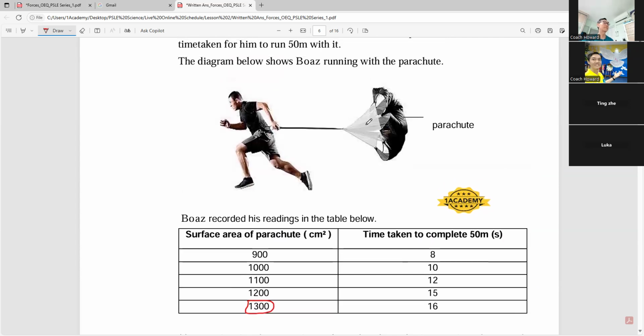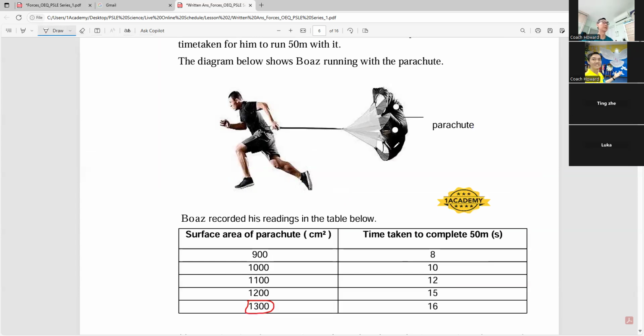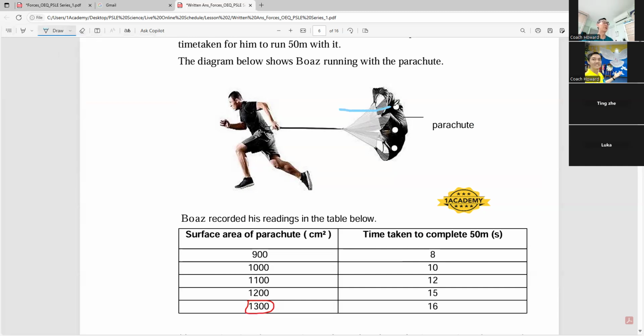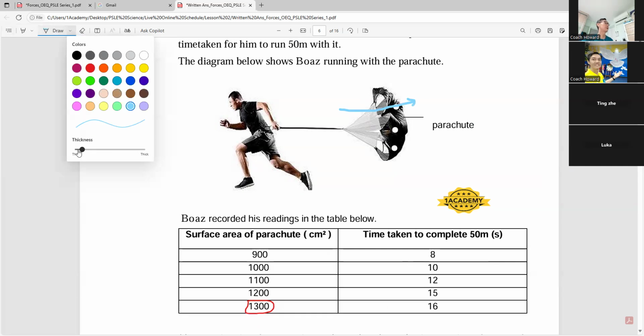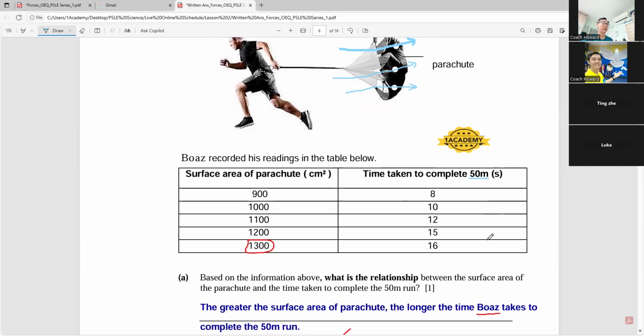So this part, let's say if I draw holes here, let's say there's holes here. Okay, there are holes in the parachute, so the wind can go through the hole. As a person runs forward, the wind will go through the hole. Okay? So this will result in lesser air resistance, and allow the person to complete the same distance of 50 meters in lesser time.